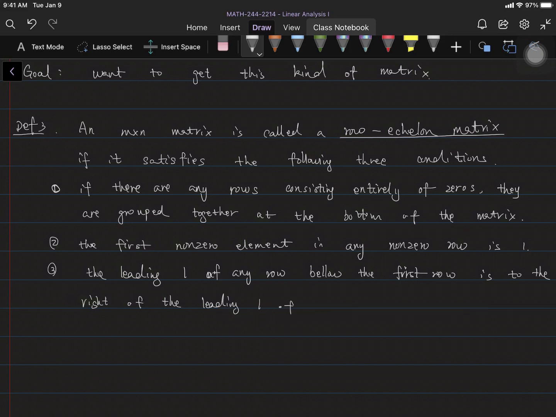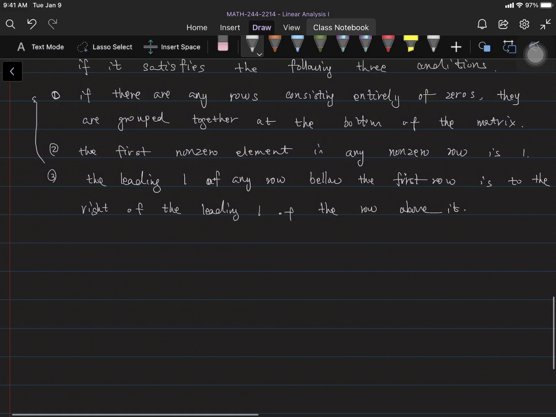Of the row above it. Don't worry about the definition. I'm going to show you some examples. We are going to look at several matrices, and from those examples, we can tell if a matrix is a row echelon or not. Let's take a look at example 4.